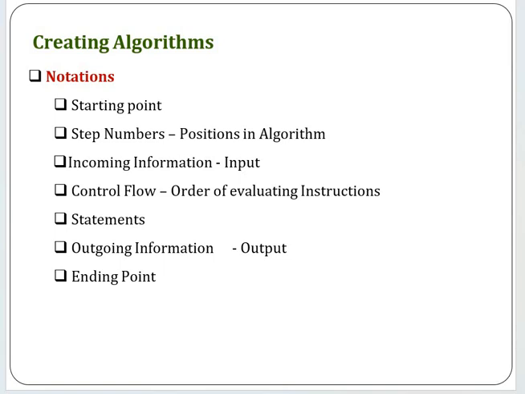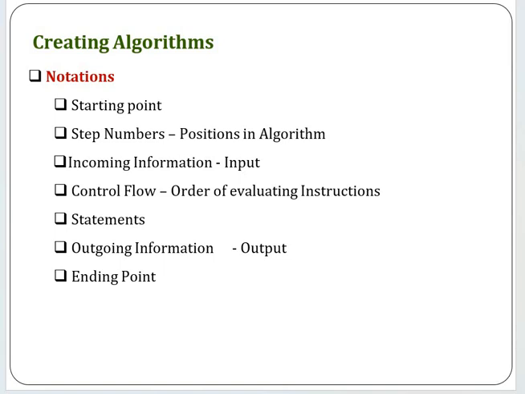And then, as I said earlier, there are some notations for creating an algorithm. The starting point is the initial step of the algorithm. It marks the beginning of the computational process. For example, you can refer to it as start. Then, second, step numbers, to maintain clarity and order. Each step in the algorithm is assigned a number. For example, step 1, step 2, step 3, and it goes on.